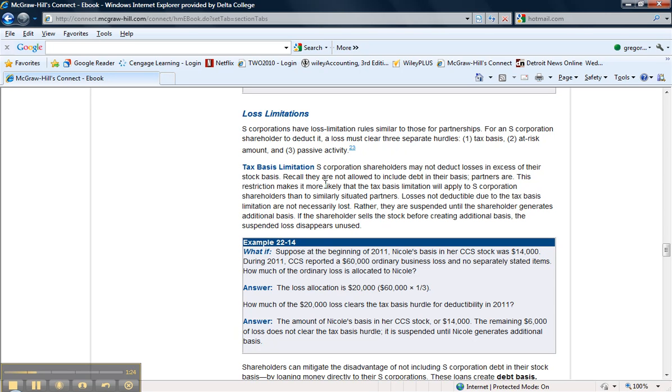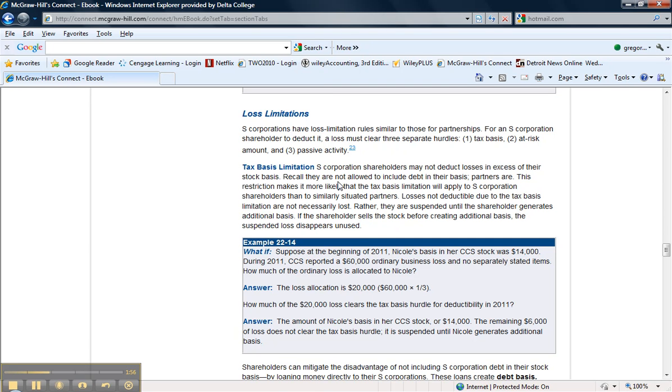The main difference with tax basis limitation for S corps is that you remember for partnerships, partnership debt was part of the basis number of the partners, but for S corporations, S corporation debt is not part of basis for the S corporation shareholders. So instead, we just have the typical, we call it stock basis calculation, where we do the initial analysis and then annual adjustments up and down.